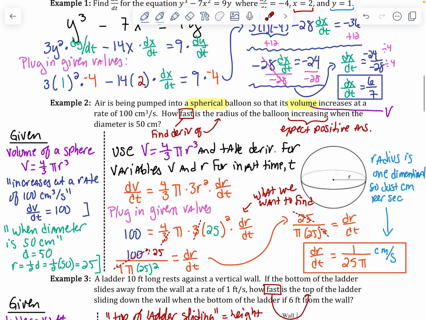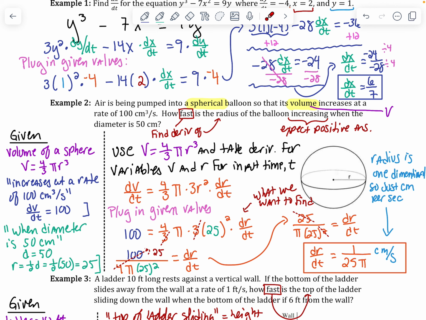So here's another example. Air is being pumped into a spherical balloon so that the volume increases at a rate of 100 cubic centimeters per second. How fast is the radius of the balloon increasing when the diameter is 50 centimeters? The first thing that should jump out at you is that it asks how fast something is increasing, so I need a derivative. Specifically, I'm going to be finding the derivative of the radius. This is the derivative I want for my answer.